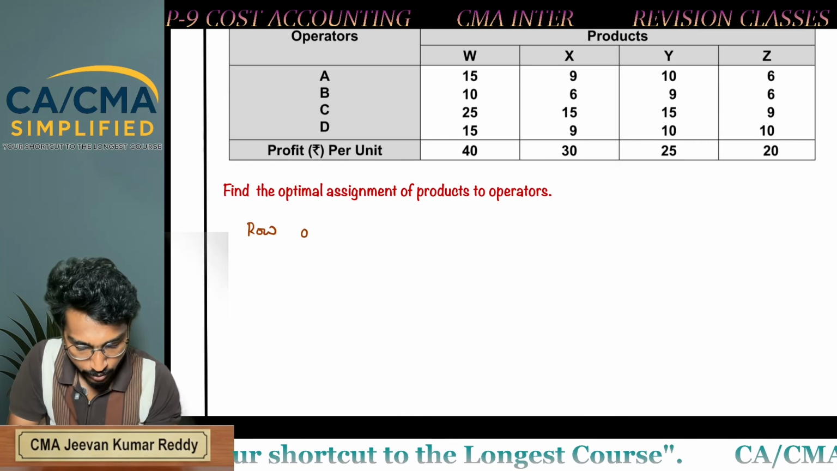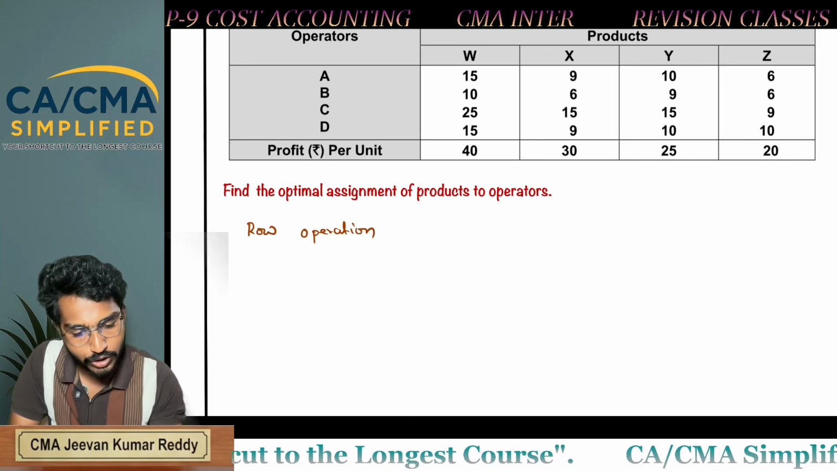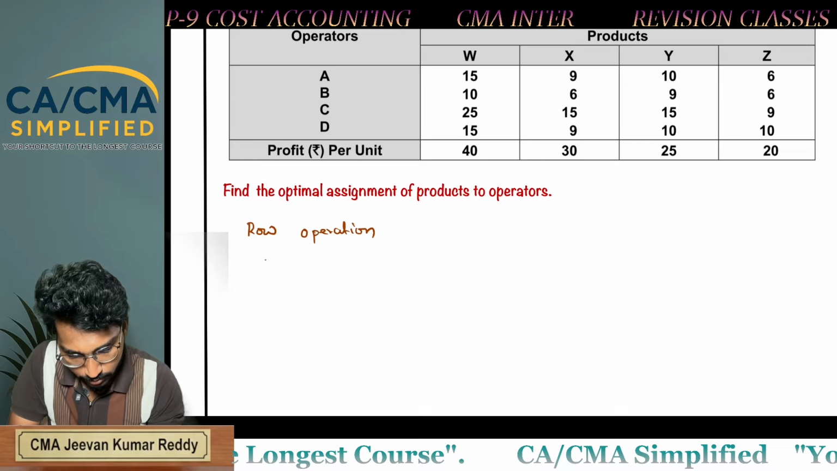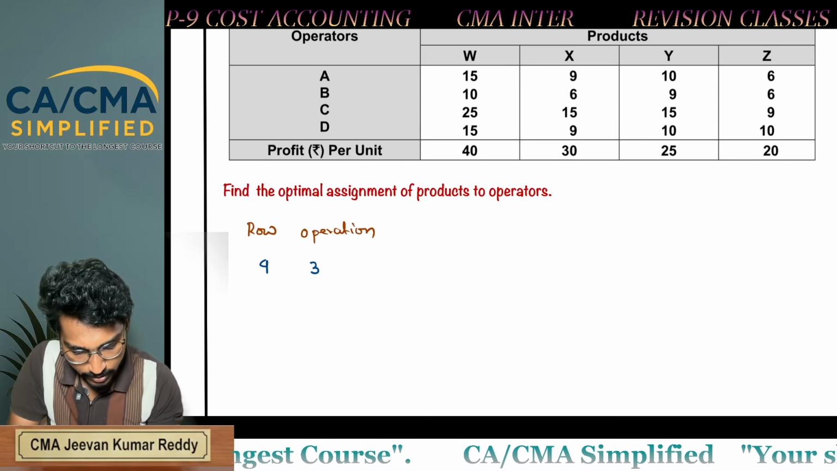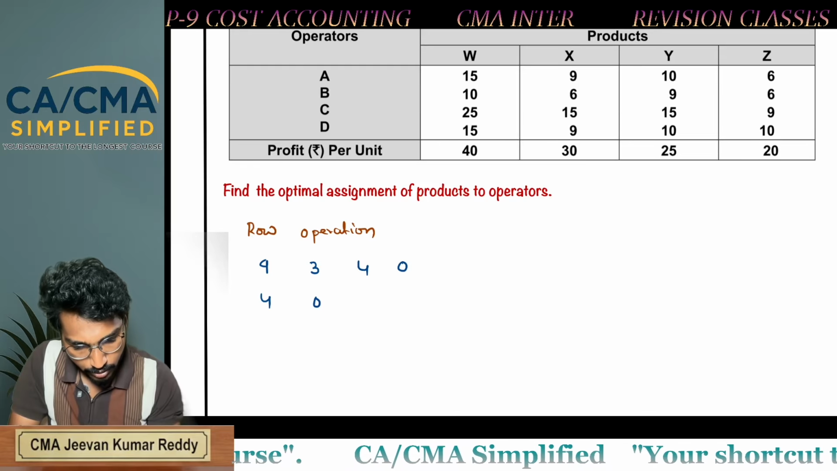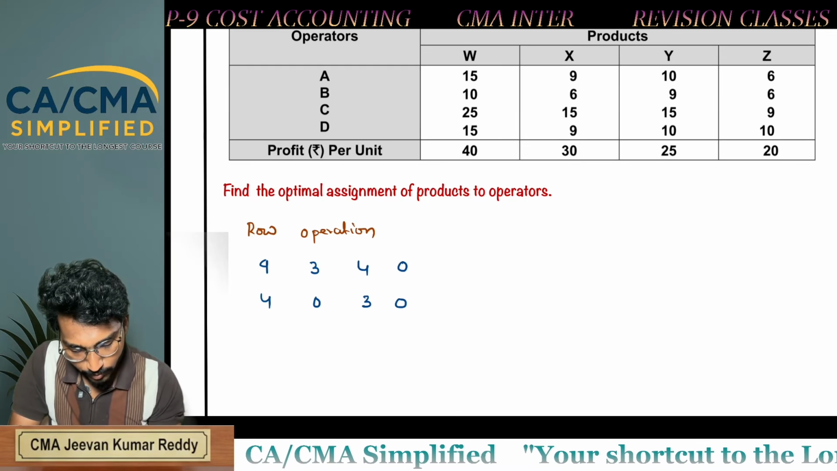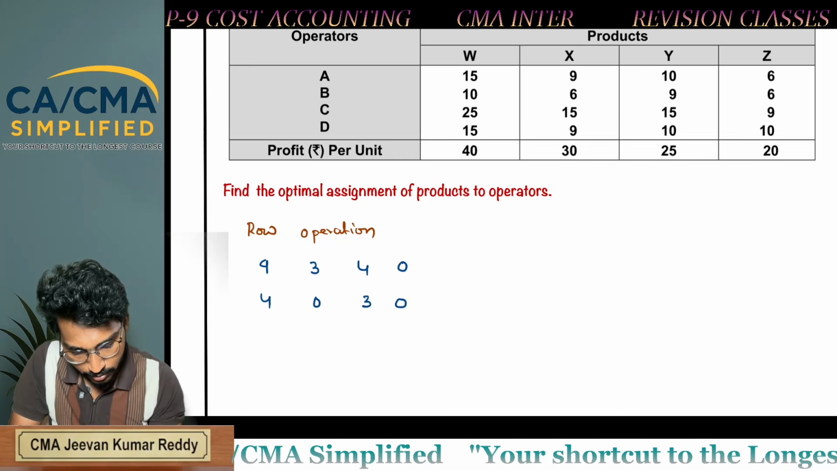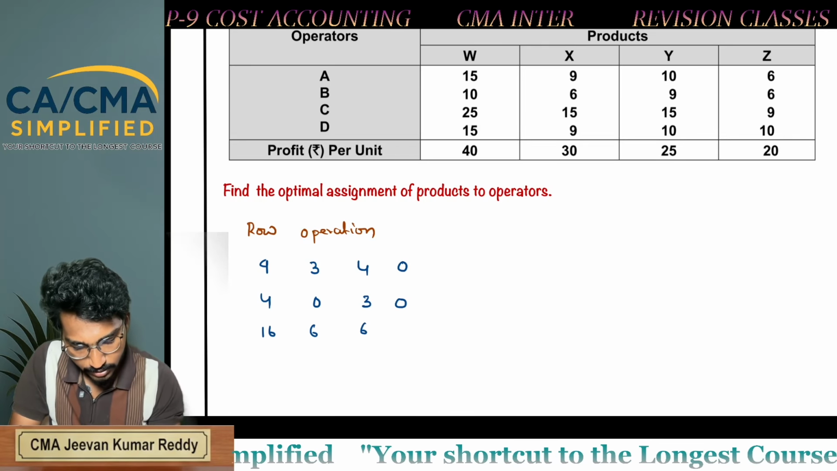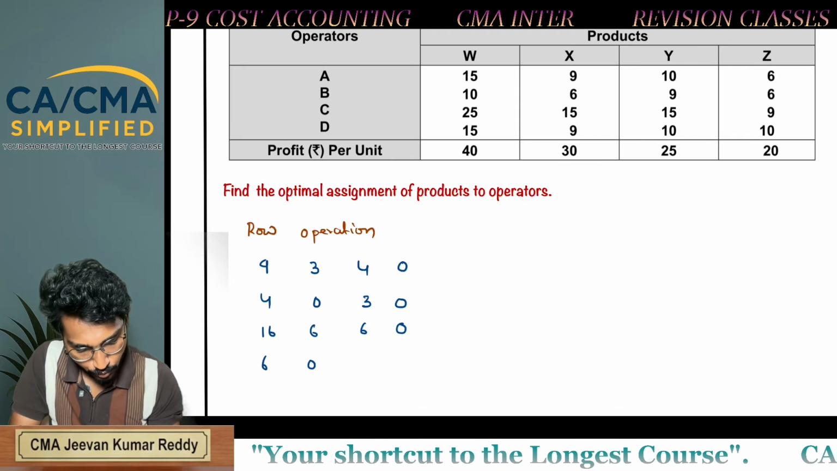Row operation. Now, what is the lowest number? 6. 15 minus 6, that is 9. 9 minus 6, 3. 10 minus 6, 4. 6 minus 6, 0. Next 10 minus 6, 4. 6 minus 6, 0. 9 minus 6, 3. 6 minus 6, 0. Next lowest number 9. So 25 minus 9, that is 16. 15 minus 9, 6. 15 minus 9, 6. 9 minus 9, 0. Next 6, 0, 1, 1.